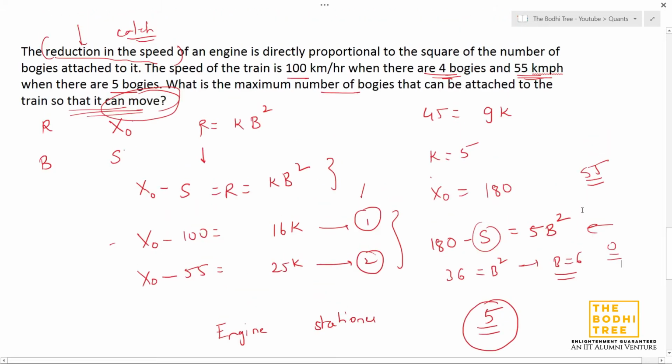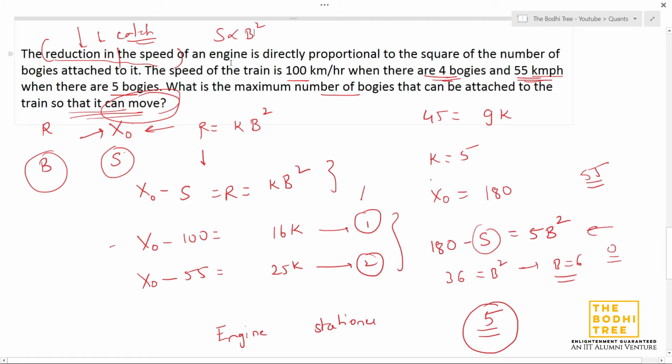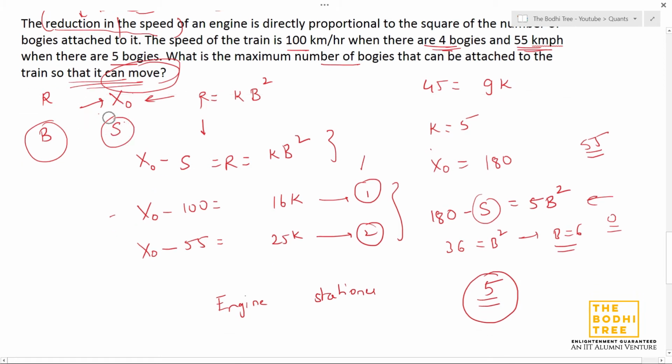That was the catch, and that is why we needed this number also, wherein what is the speed of that engine when there are no bogies attached to it, right? Because we have to find the difference, the reduction in the speed and not the speed, right? If it was only about the speed, then we would not even have considered this one. No need to consider this, directly consider speed and bogies, right? Speed is directly proportional to bogie square. Alright, so that was the catch, that we had to consider reduction in speed, hence we had to bring in this term, the speed of that engine when there are no bogies attached to it.